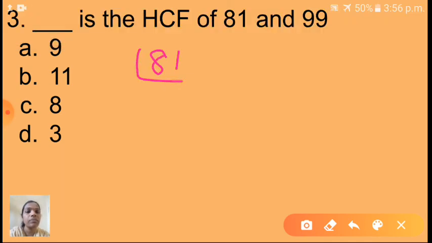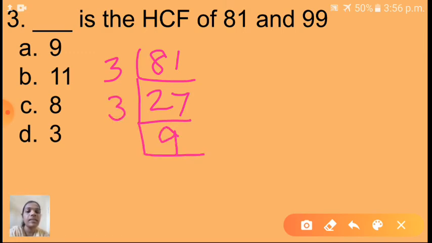81 will come in which table? Which prime numbers table? We have to use the smallest prime numbers table. Prime number, okay? 3. So 8, how many 3's are there? 2 3's are there. Remainder 2. So 27. Again this 27 will come in 3's table. Yes, 3 9's are 27. Again this 9 will come in. Yes, 3. So 3 3's are 9.